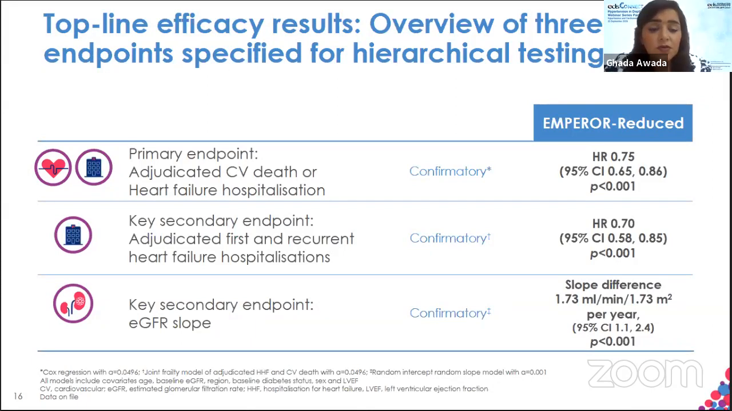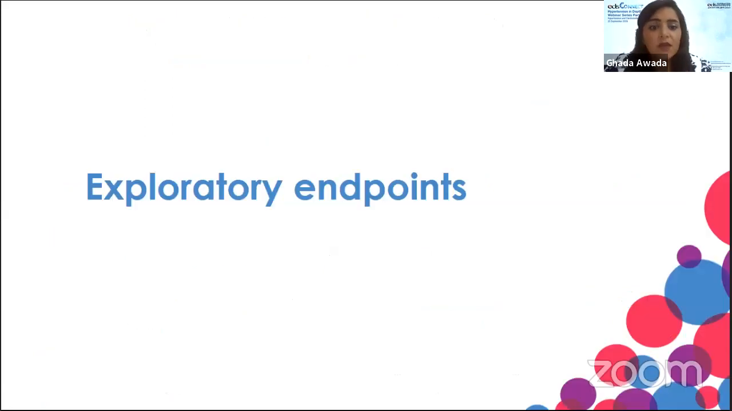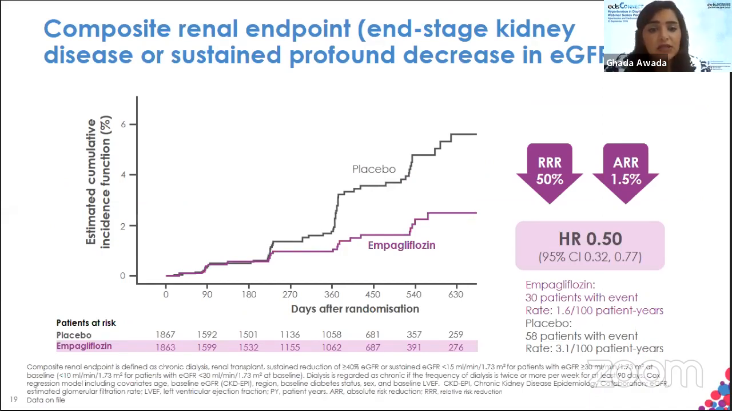And EMPEROR-Reduced is the first trial that proved that heart failure patients have this change in the eGFR slope and a reduction of the deterioration of renal function. So all of the 3 endpoints were met with a significant result in EMPEROR-Reduced. The exploratory endpoint, which is the renal endpoint of end-stage kidney disease or sustained profound decrease in the eGFR, also showed a 50% relative risk reduction of empagliflozin versus placebo, significantly translating to a 1.5% absolute risk reduction for those patients to sustain the profound decrease in the eGFR and end-stage kidney disease.